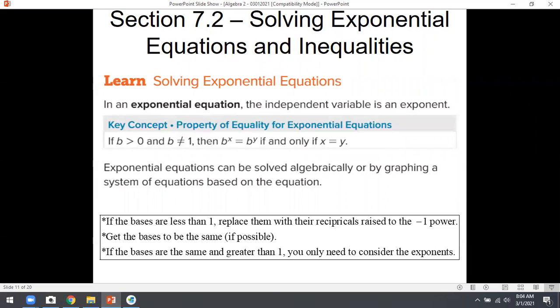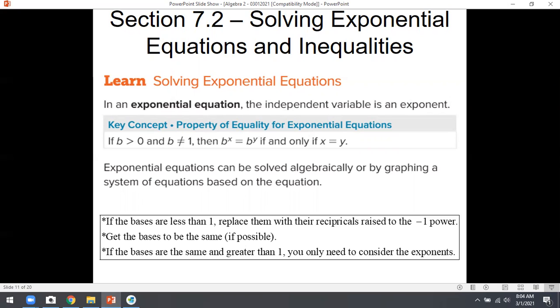In this particular section, since it's the easy stuff, get the bases to be the same, and it will be possible. Every single one in your homework, it will be possible in this unit. Of course, not in the real world. It's not going to always work out nicely for you, but here it will. And at the very bottom, if the bases are the same and greater than 1, you only need to consider the exponents, which is what I was kind of saying before. If the bases are the same, you don't need to worry about them. You just worry about the exponents.